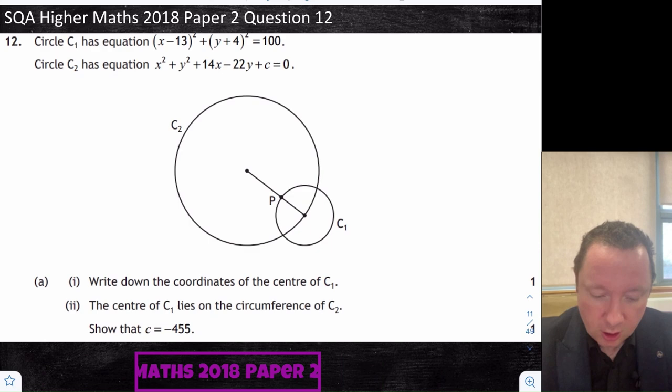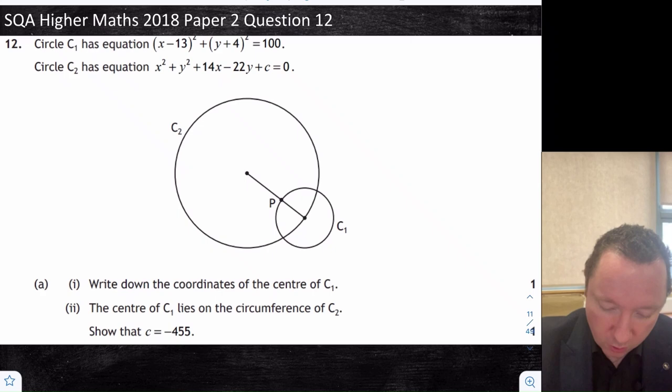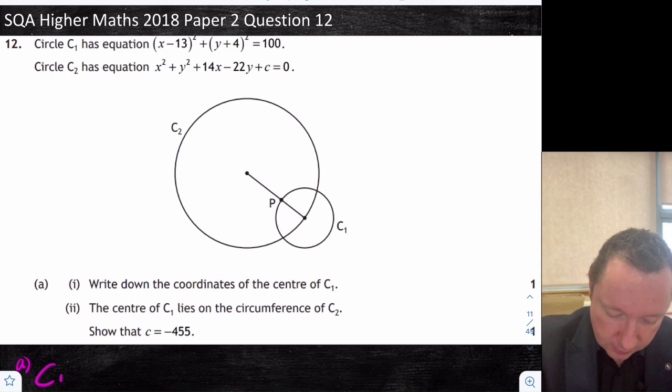SQA Higher Maths 2018, paper 2, question 12. Circle 1 has equation x minus 13 squared plus y plus 14 squared equals 100, and circle 2 has this equation. Write down the coordinates of the center of circle C1. Well, that's nice and easy. C1 center equals 13, minus 4.